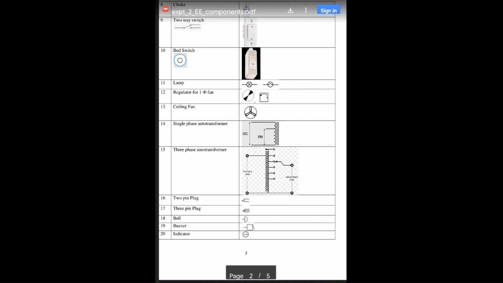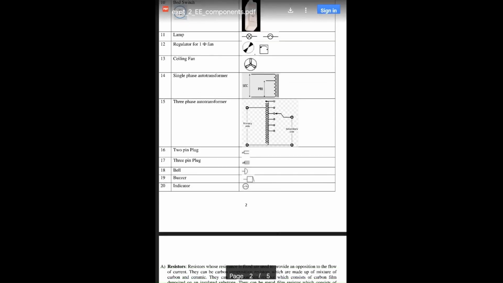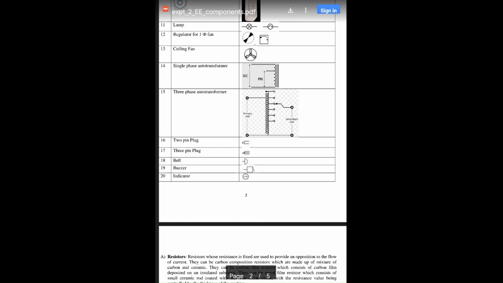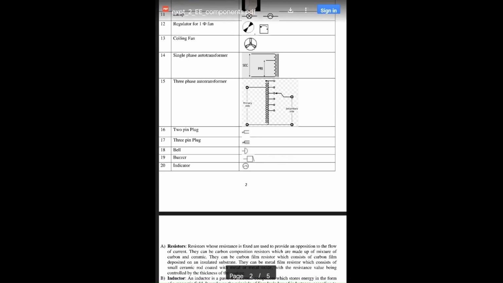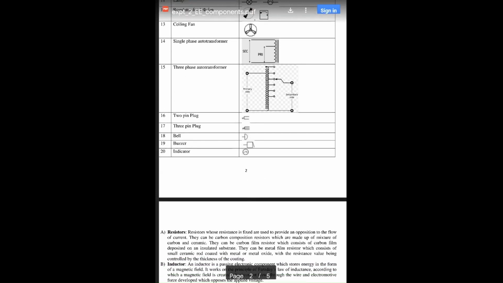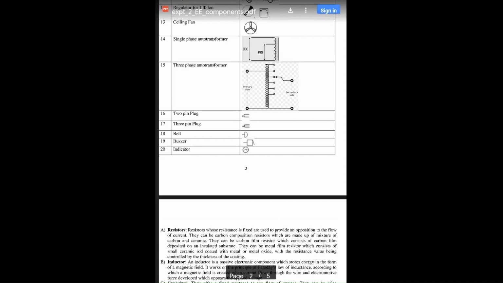These bed switches, and generally two-way switches, may be of fixed type or hanging type, but bed switches are generally hanging type. A combination of these two-way bed switches is also available in the market, which serves our purpose better. This is the lamp, our simple incandescent lamp. This is the regulator of a single phase ceiling fan. Symbol is there. Single phase transformers, this is a single phase auto transformer.